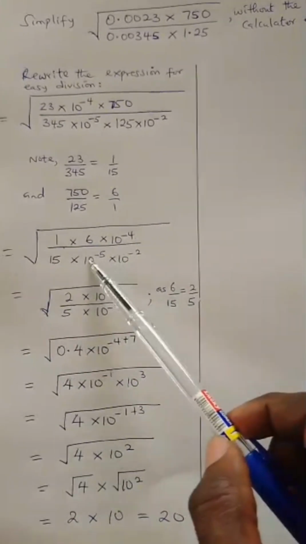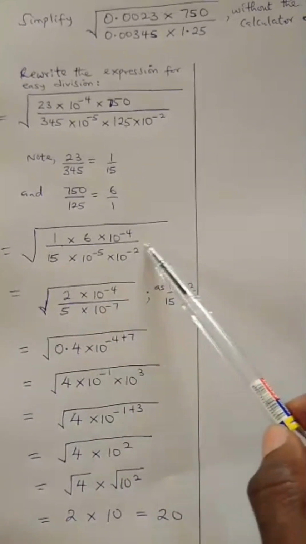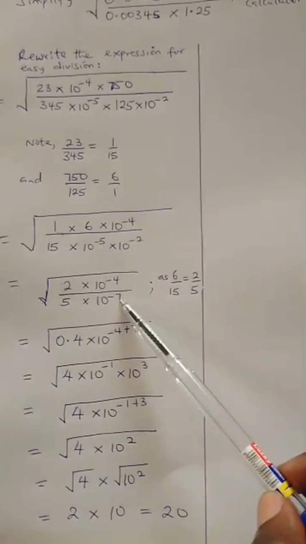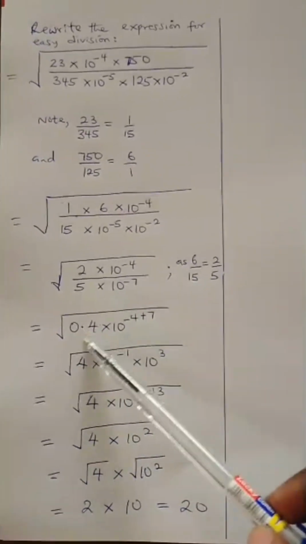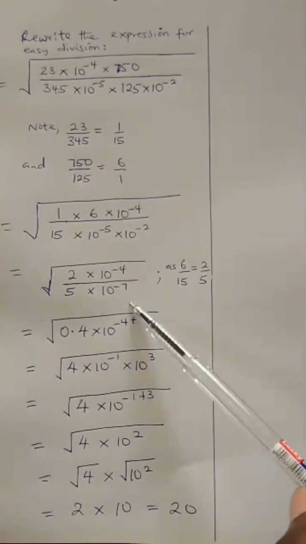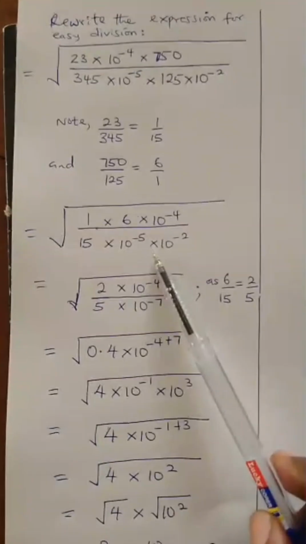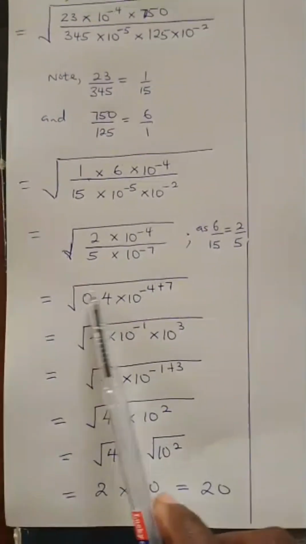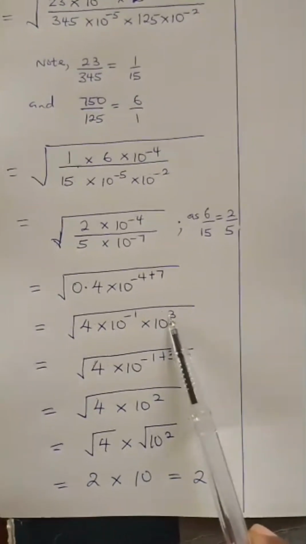Minus 5 minus 2, you just add your powers. Remember laws of indices? You have the same base 10, you add the power. Minus 5 minus 2 is minus 7. So we go on. 2 over 5 divides to 0.4. Now minus 4 minus minus, because you have the division sign, this minus becomes plus 7. So we have 0.4 times 10 to the power minus 4 plus 7. Minus 4 plus 7 is plus 3, okay?